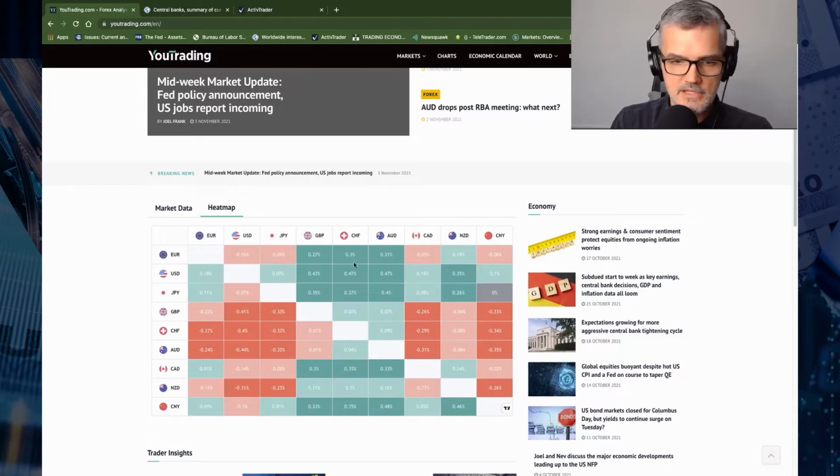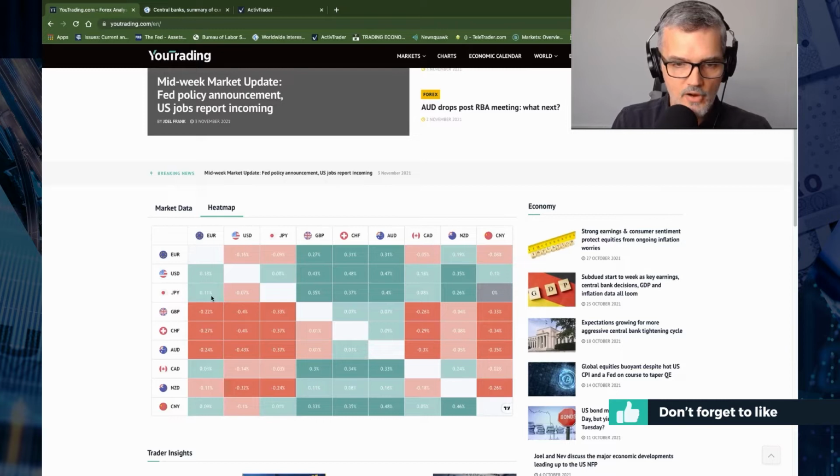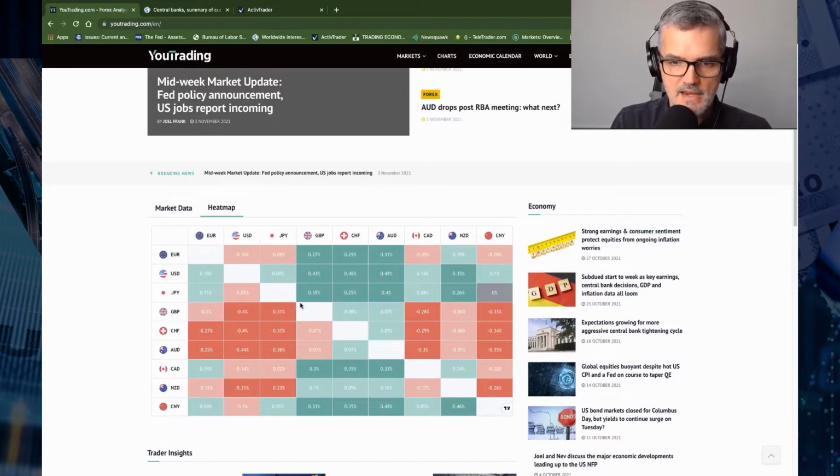Okay, the first thing I want to do is look at the YouTrading.com Forex heat map, look across the British pound, see what's going on. So the pound is weaker against the euro, the US dollar, the yen, stronger against the Swiss franc, stronger against the Australian dollar, and then weaker against the Canadian, the New Zealand dollar, and the Chinese yuan. So we're looking for shorts in the British pound versus New Zealand dollar.